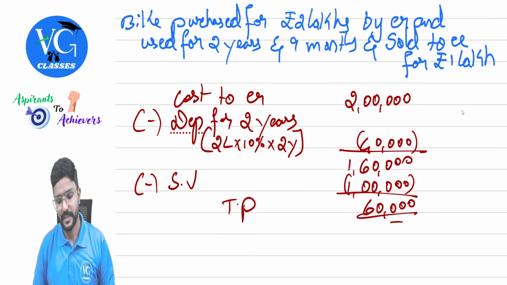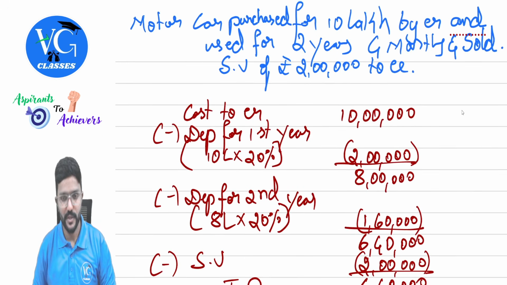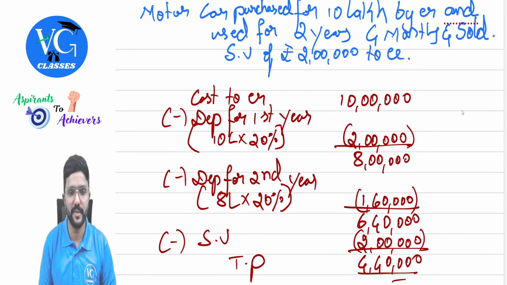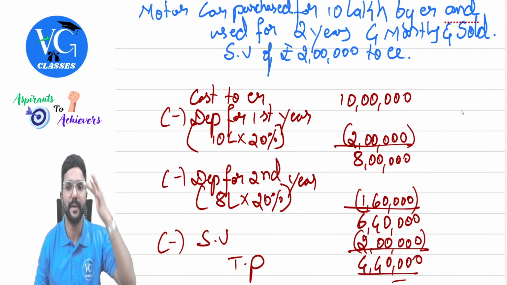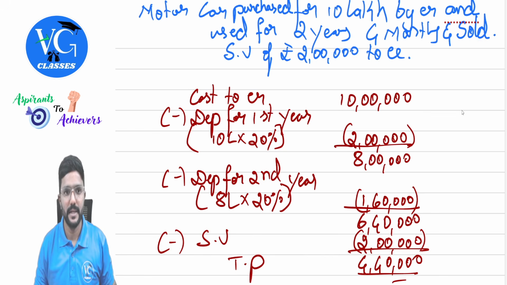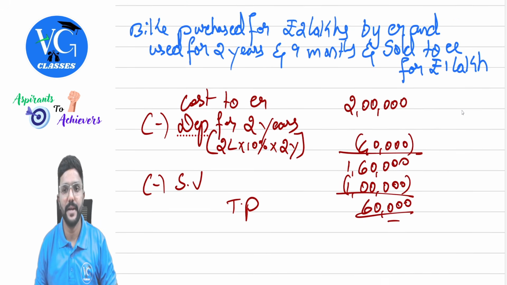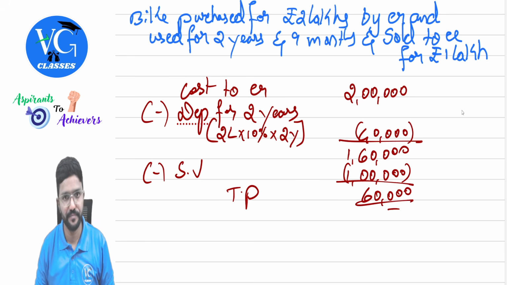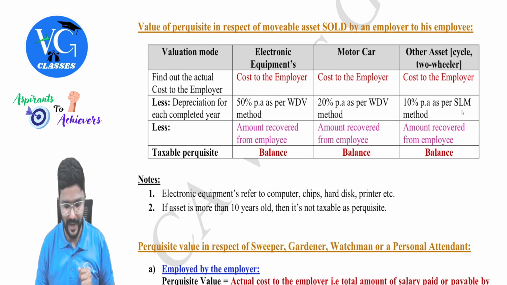Is that clear? Yes. I will just show you; you can just observe it. This is with respect to the motor car, for which depreciation is charged at 20% under the WDV method. And the next one is the bike, for which depreciation is charged under the SLM method at 10%, guys. Got it? Yes. Let us go back.